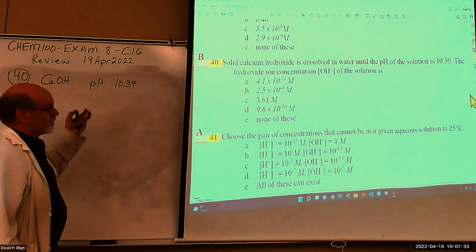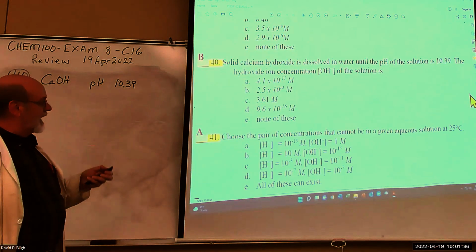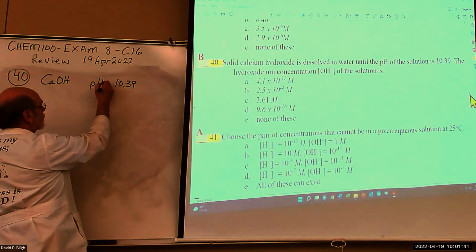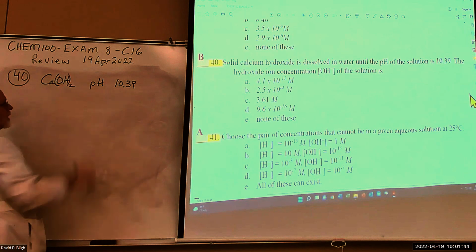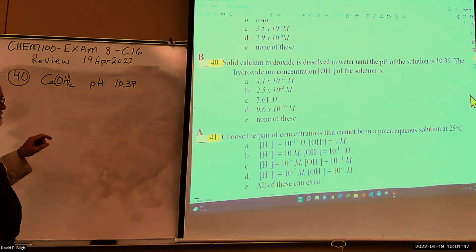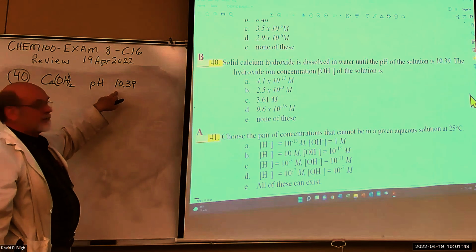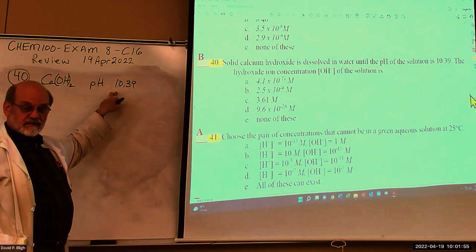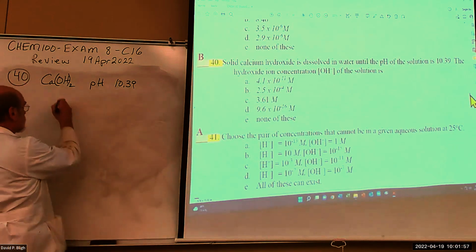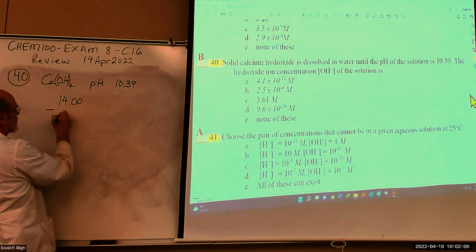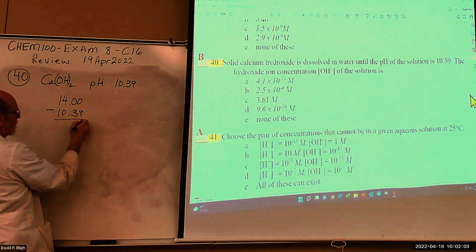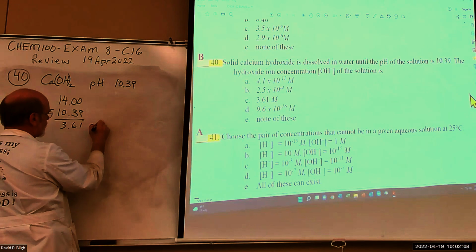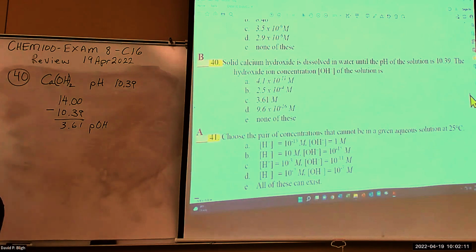So, do we have the information we need? Actually, the pH tells you the hydrogen ion concentration. So we can calculate the pOH from this. All we need is 14 minus 10.39. 3.61. That's pOH. Right?